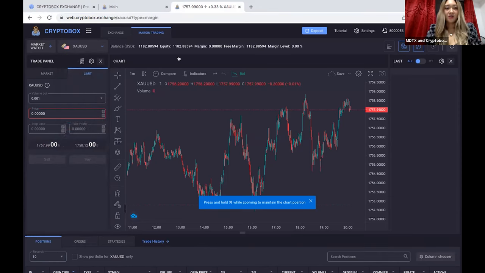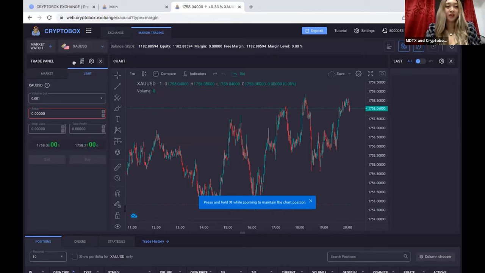Then here at the top, you can see the details of your account and how much your account can actually hold in terms of trading. The balance, this account has $1,182, equity, margin, free margin, margin level. The free margin changes once you have an open trade. You will be able to see it later.